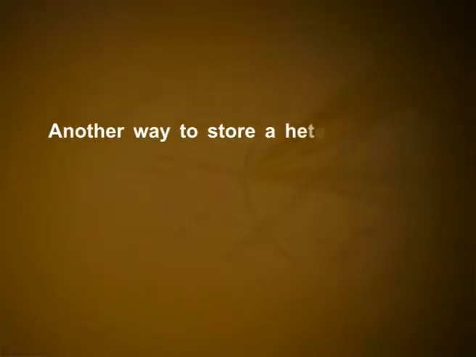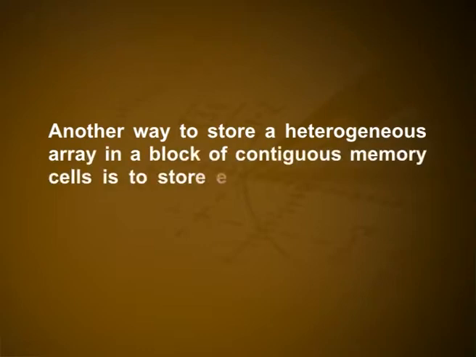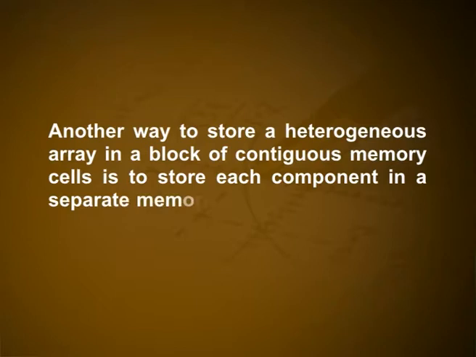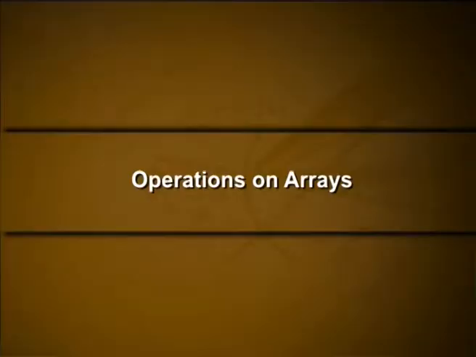Another way to store a heterogeneous array is to store each component in a separate memory location and then link them together by means of pointers. This arrangement is used if the size of the array's components is dynamic.